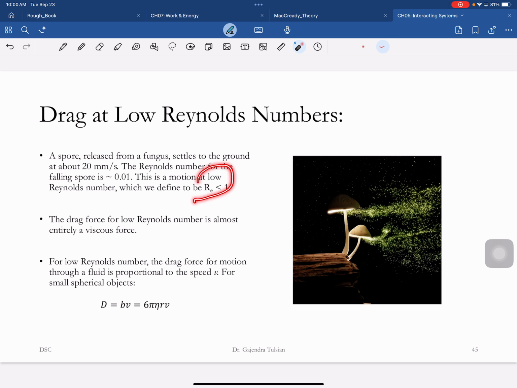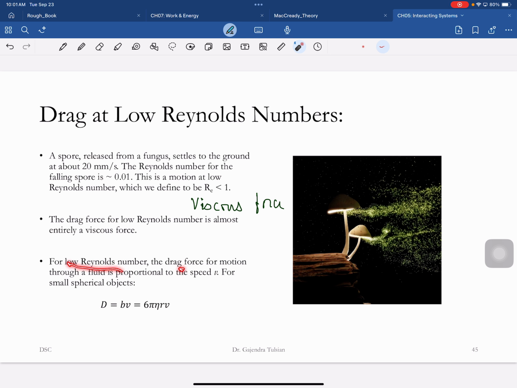The Reynolds number here is less than 1. So when the Reynolds number is less than 1, what is the dominant force? Viscous forces are the dominant forces. Okay? It's the stickiness of the air that matters. It doesn't have to worry about pushing the air out of the way.